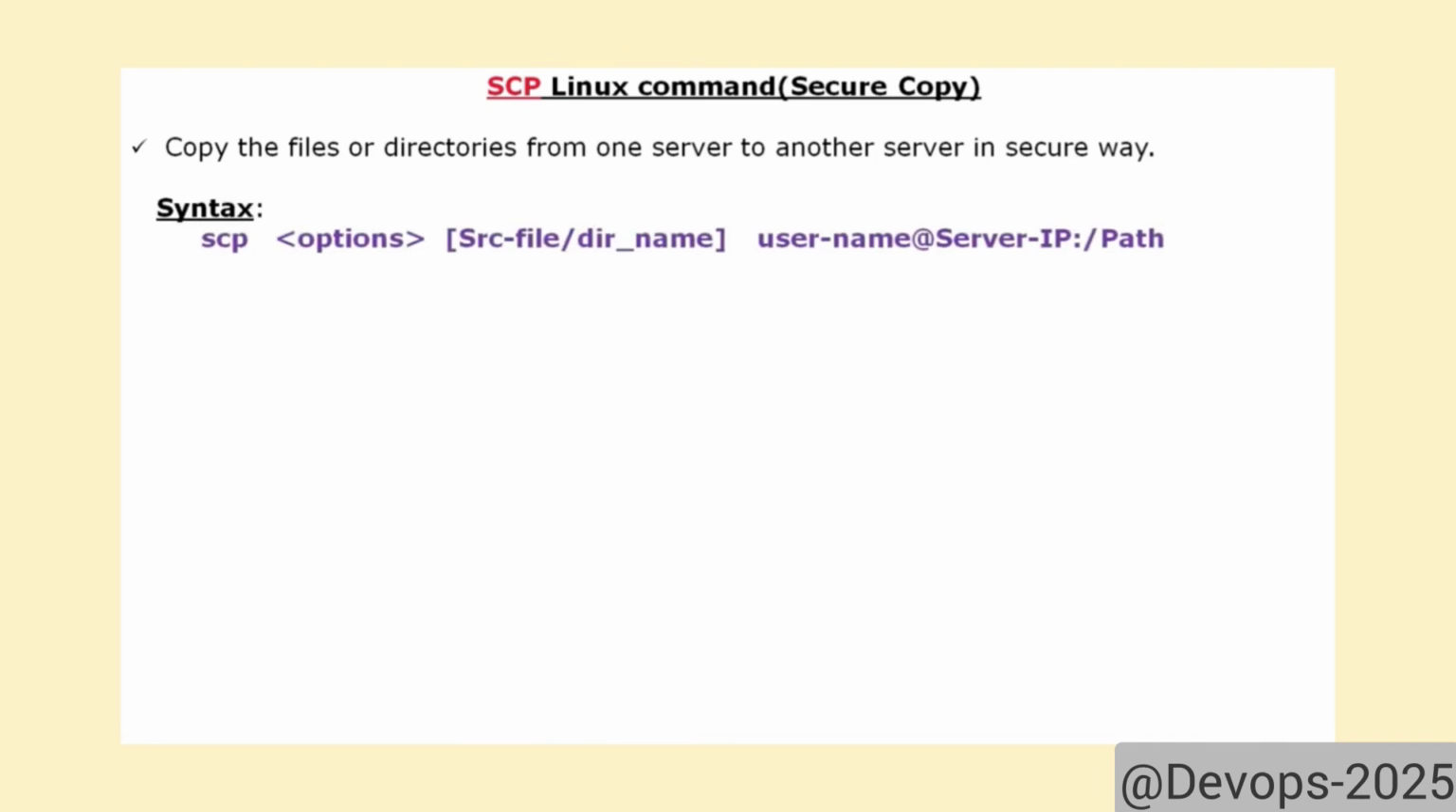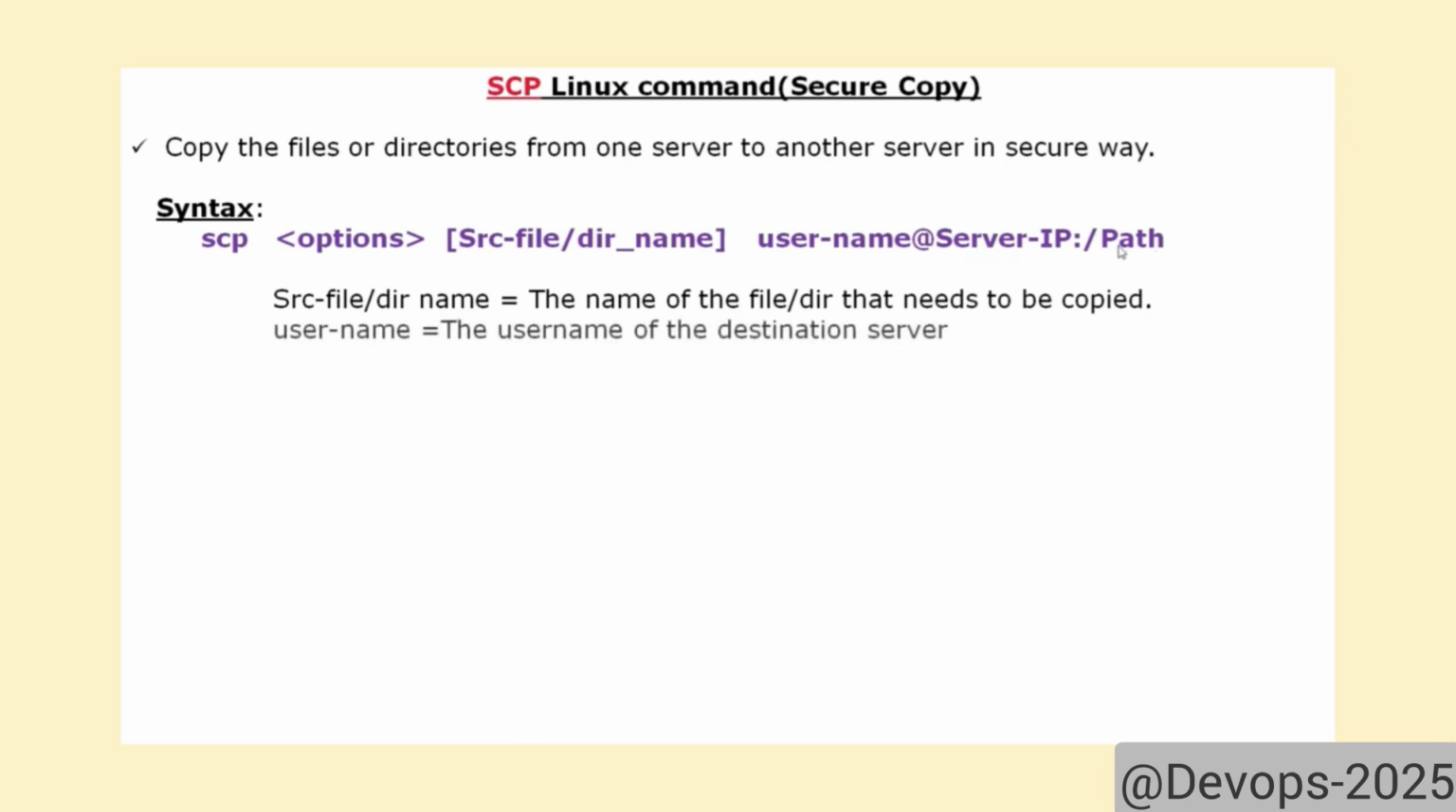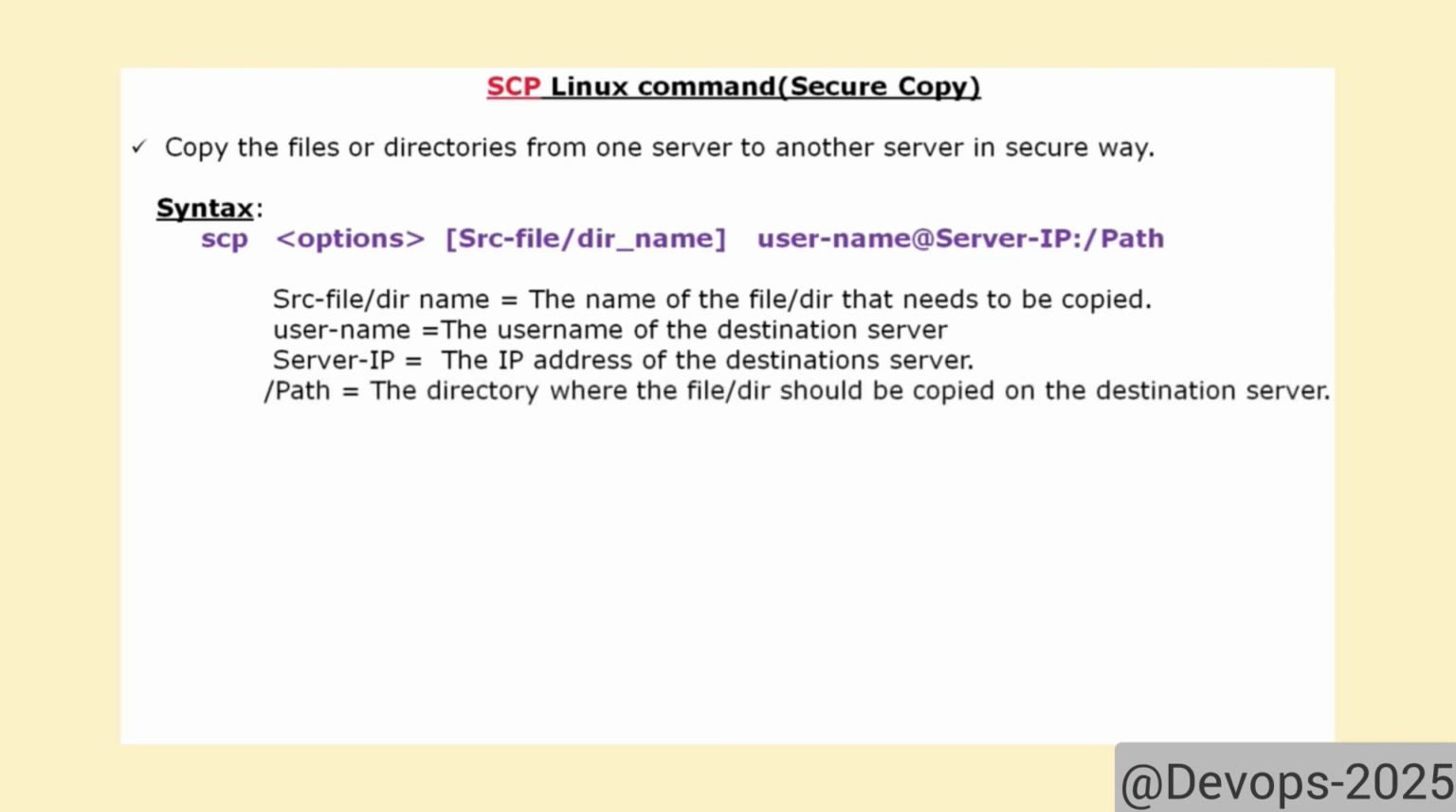Here is the syntax for copying files or directories from one Linux server to another. We use scp, then the options, the source file name or directory name, and the username and server IP of the destination, and the path. Here src is the name of the file or directory that needs to be copied, then the username of the destination server, the IP address of the destination server, and the path, the directory where the files or directory should be copied into on the destination server.